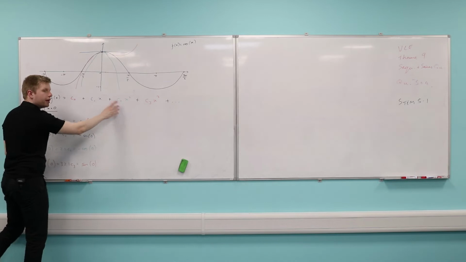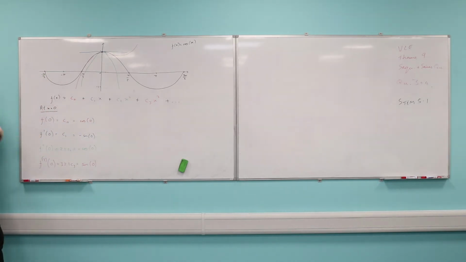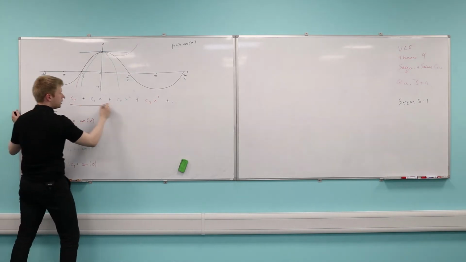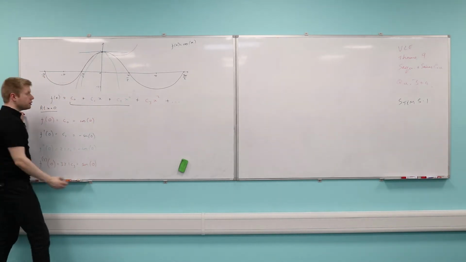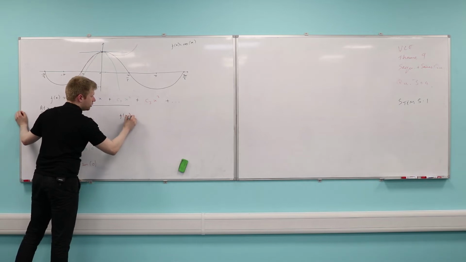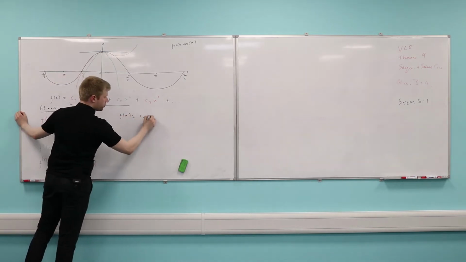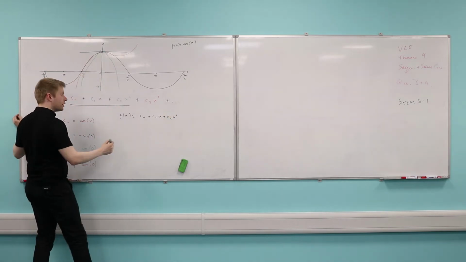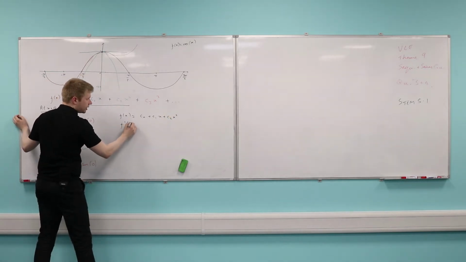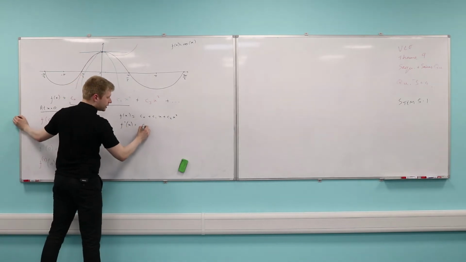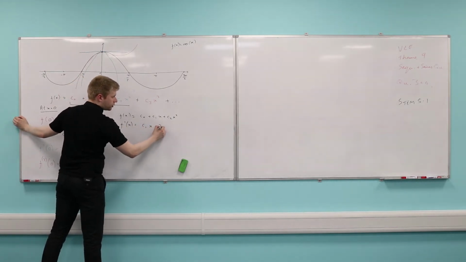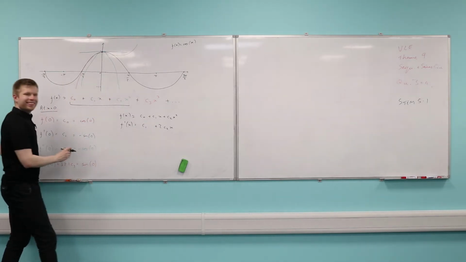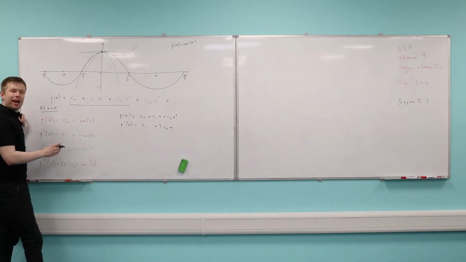And I'll just be left with not quite C2, because if you think about it, if I differentiate these first 3 terms, so f of x is C0 plus C1 times x plus C2 times x squared, the first derivative is going to just be C1 plus 2C2x, okay?